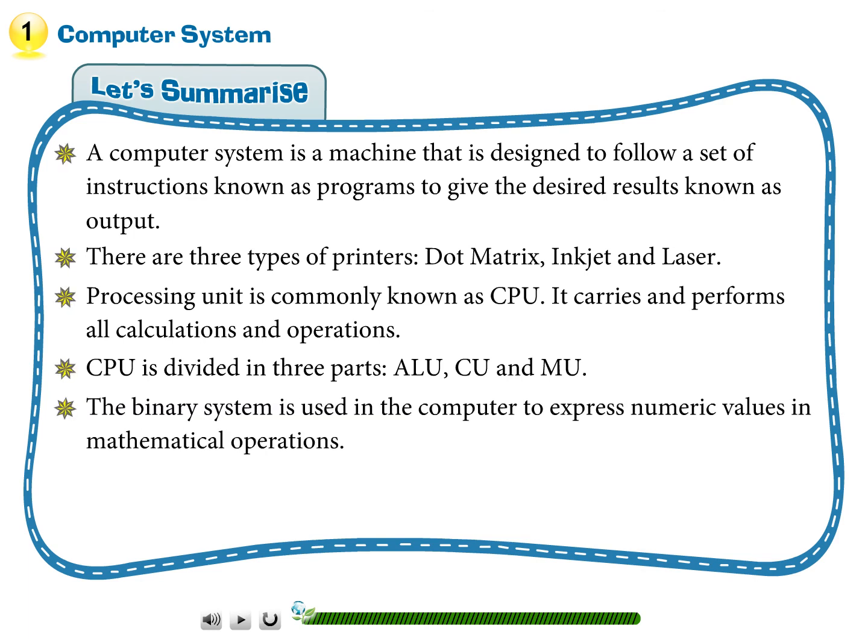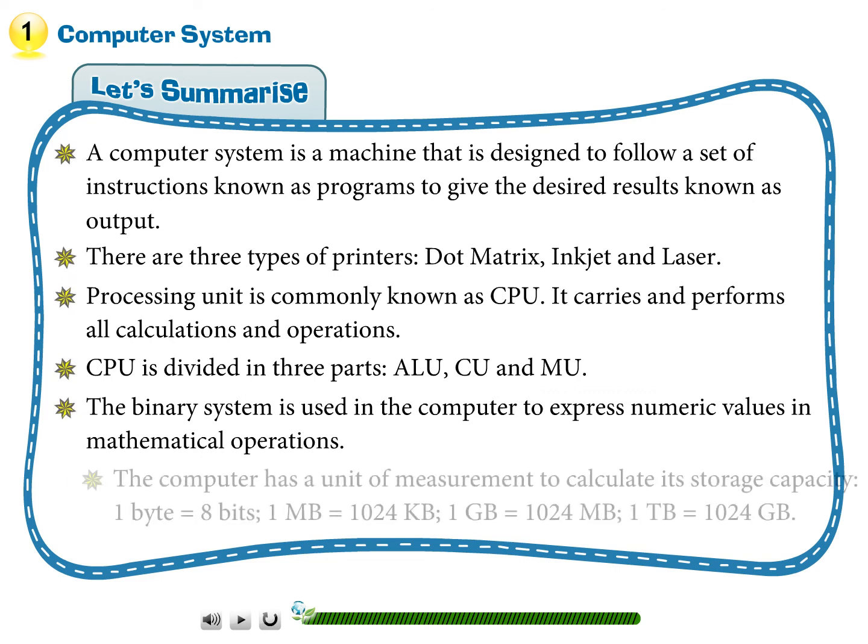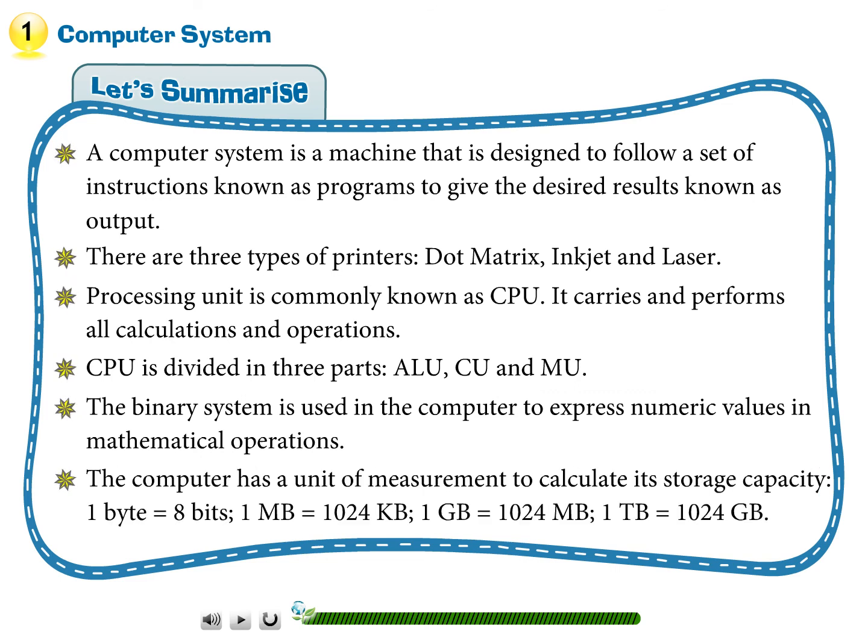The binary system is used in the computer to express numeric values in mathematical operations. The computer has a unit of measurement to calculate its storage capacity. 1 byte is equal to 8 bits, 1 MB is equal to 1024 KB, 1 GB is equal to 1024 MB, 1 TB is equal to 1024 GB.